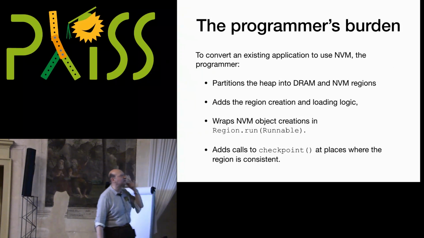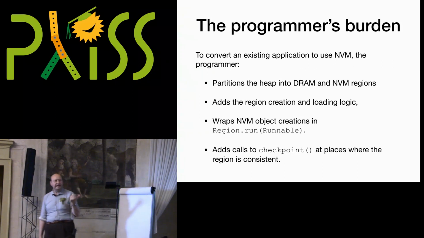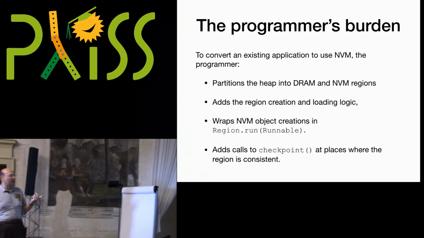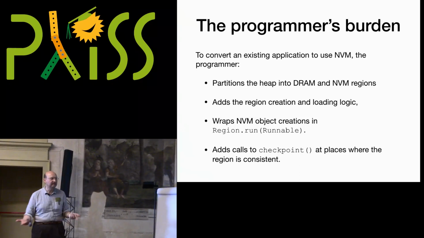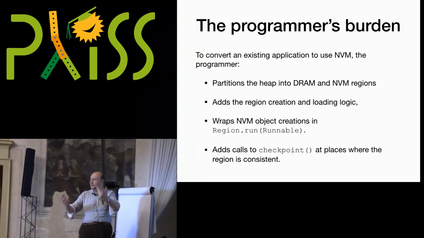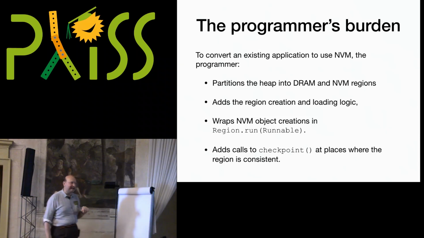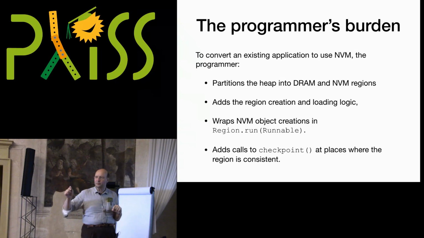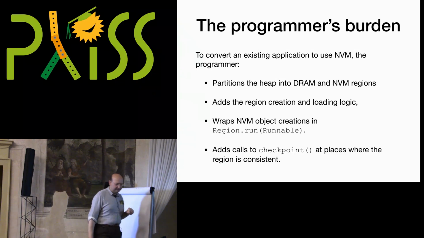So what does a programmer have to do to convert existing code to use this model? You have to do the partitioning between what lives in DRAM and what lives in NVM. You have to add the logic to create regions and load them and attach them. You have to wrap stuff in the code that sets the allocation region, and then insert checkpoints at the places when the region is consistent.